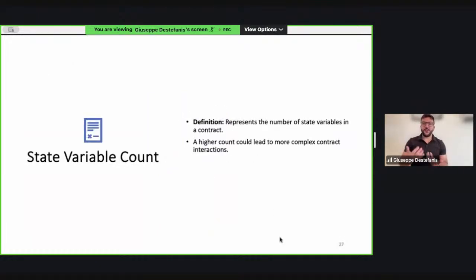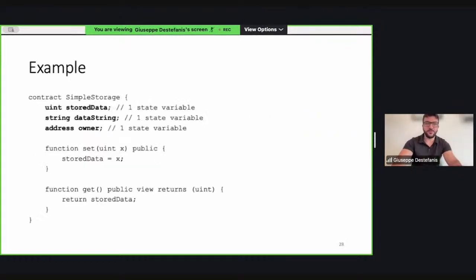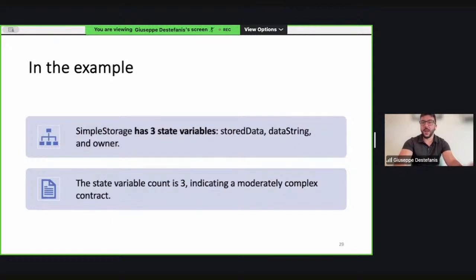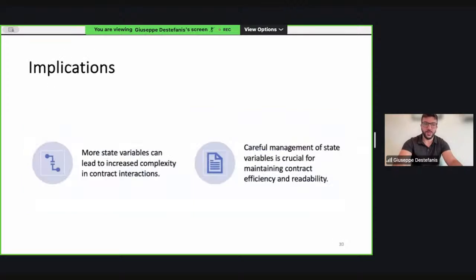Another metric, now, as I said, I'm throwing in different definitions, and we will see why I'm giving you all this information. This is called state variable count. I'm counting the number of state variables that I have in a contract. And easily, the higher the number, the more complex the contract interaction is. State variables are the variables that I have in a contract, usually at the beginning. You can see that I have store data, data string, owner. These are three variables, and they are called state variables. So the state variable count for this contract is 3, and it's not a complex contract. It's moderately complex.